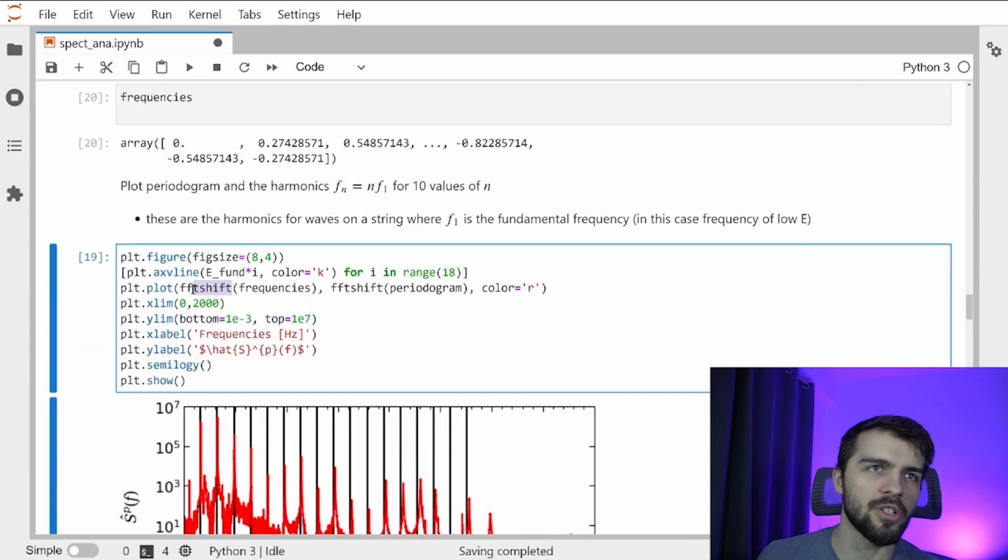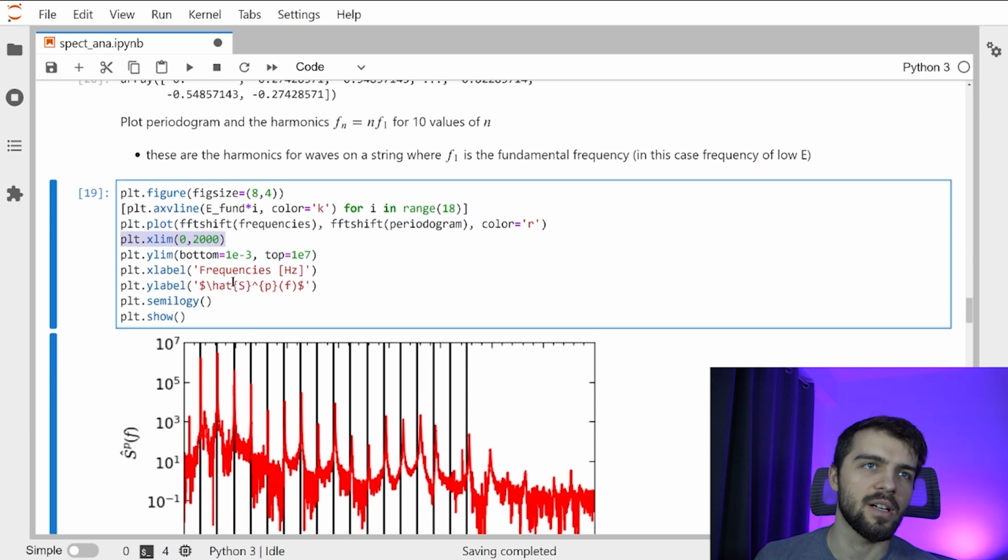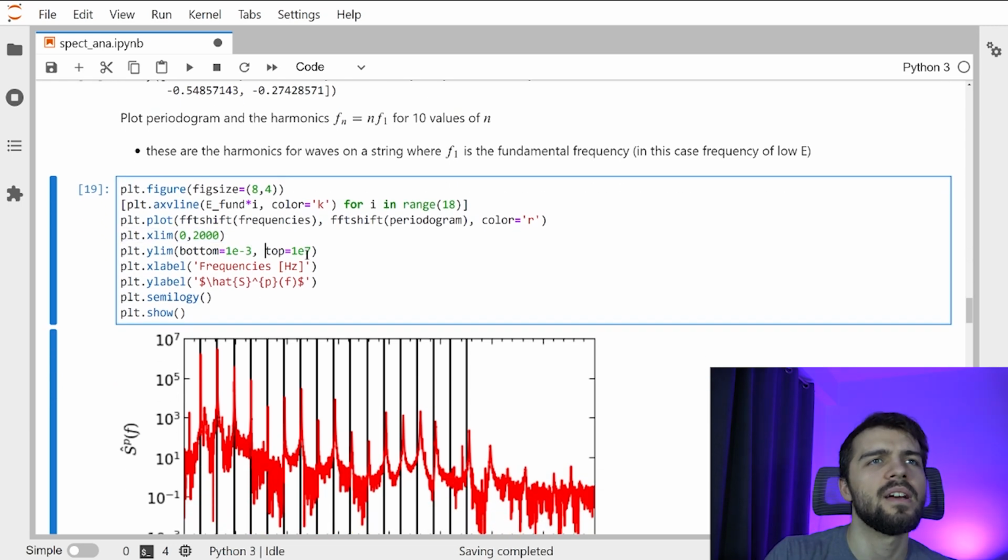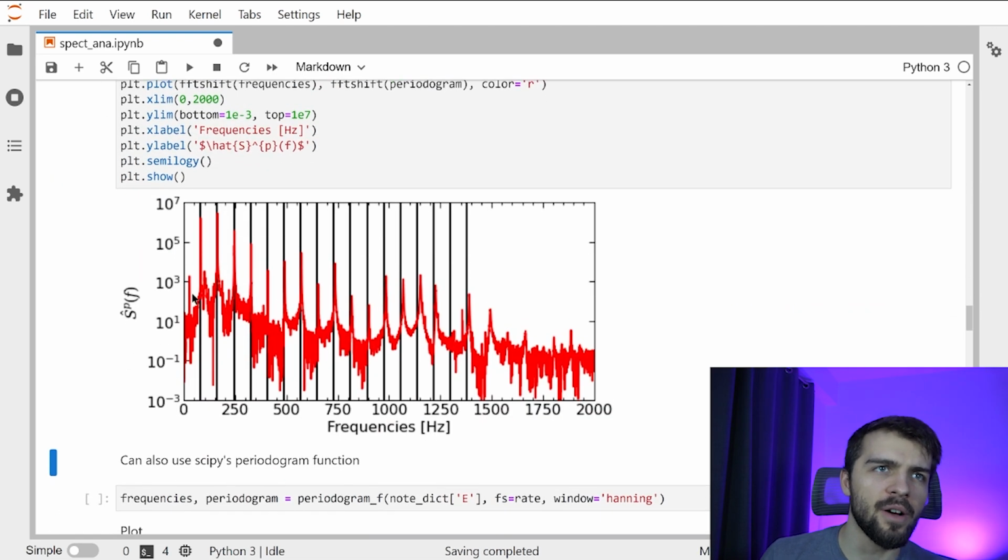So when I plot, I make sure to shift both my frequencies and my periodogram. Then I set the x limit. I only want to consider positive frequencies anyways, so 0 to 2000 hertz in this case. And I plot it, and sure enough, I get these spikes in my power spectrum at these harmonics.